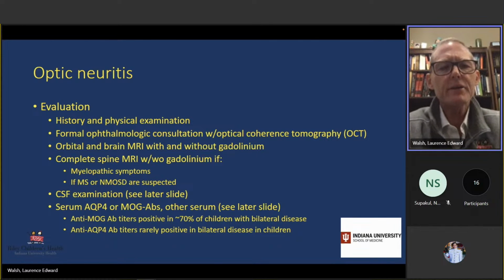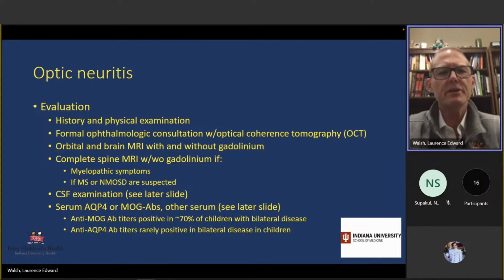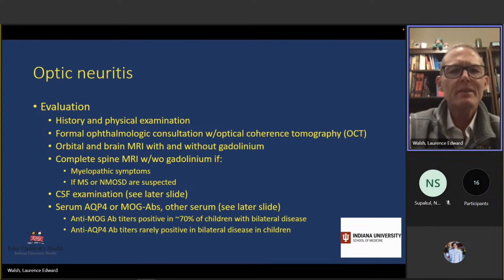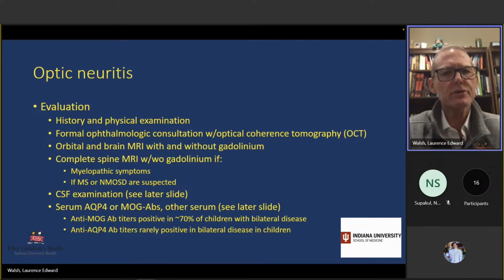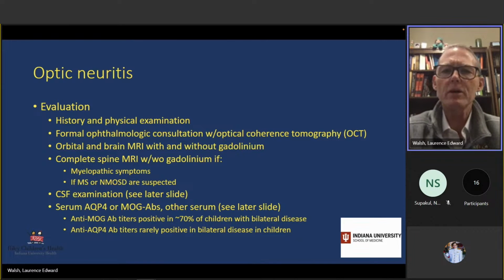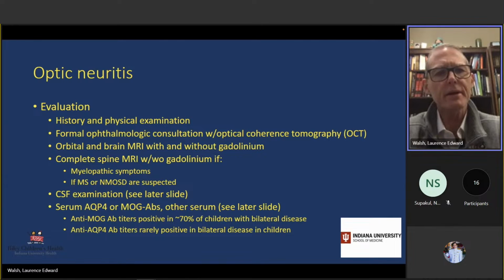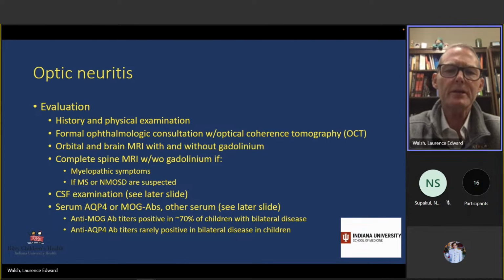So my evaluation slides look a lot like each other. We go through these, and I'm not going to mention history and physical examination again, but obviously that's where everything starts for neurologists. We want ophthalmology involved, and they can do this really cool thing called optical coherence tomography, which I'll have a slide of coming up, and which is helpful. And then orbital and brain MRI with and without gadolinium. And I would agree with Dr. Wu that if we see a child with optic neuritis, we want brain MRIs.